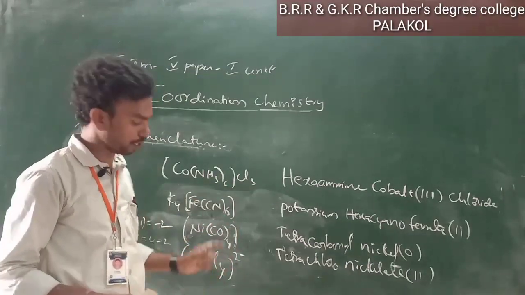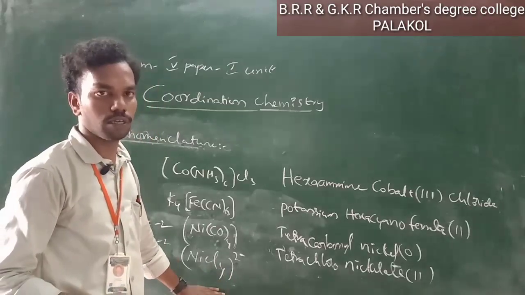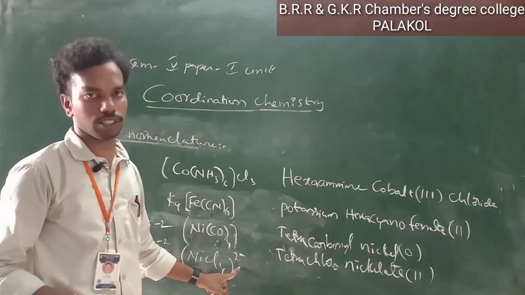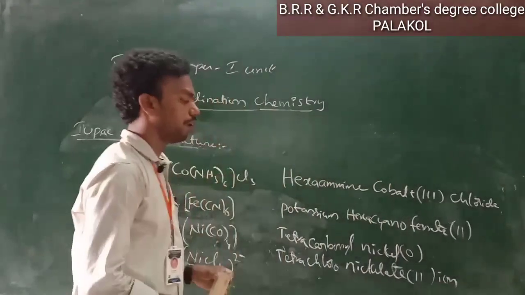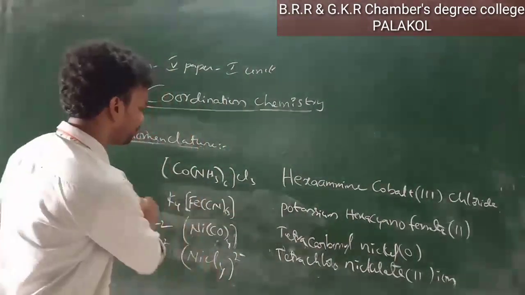And this is an ion. You should mention ion because this is in ionic form, with a charge over the coordination sphere. Just mention ion. So tetrachloronickelate(II) ion. Okay.